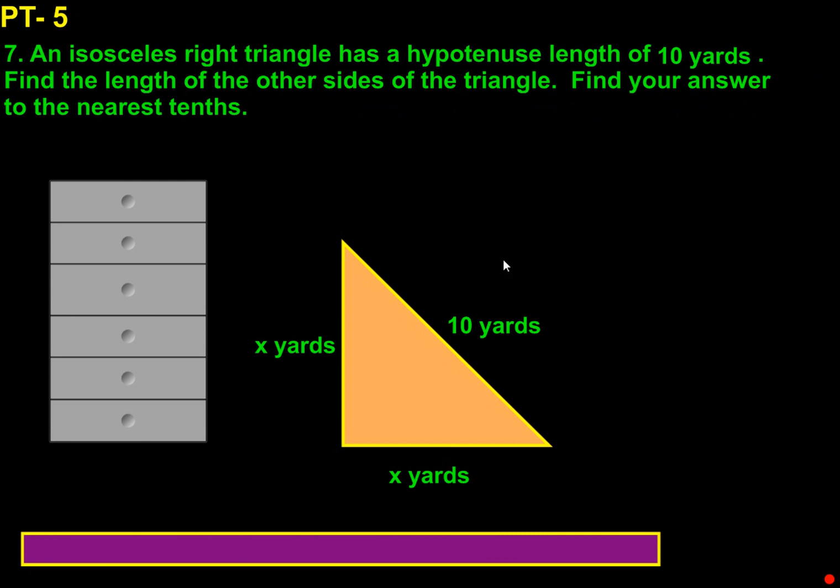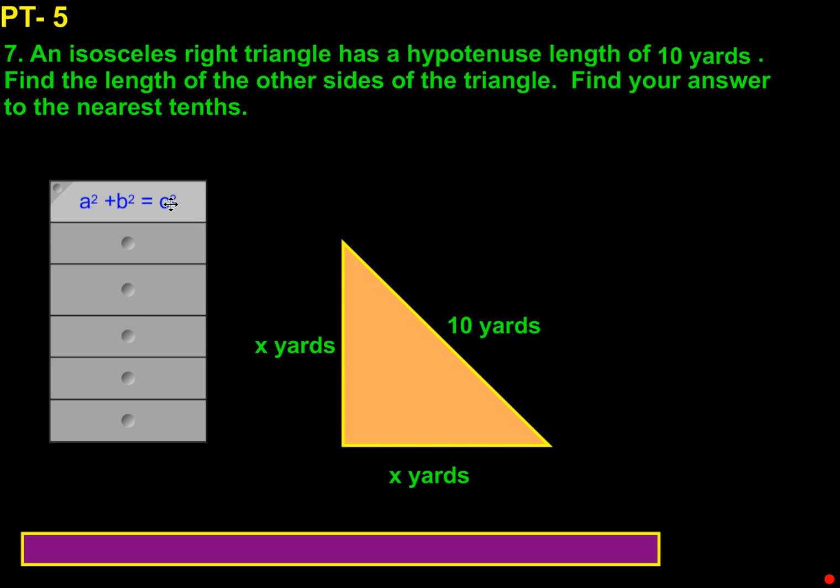Last question we're going to take a look at is number 7. An isosceles right triangle has a hypotenuse length of 10 yards. Find the length of the other sides of the triangle. Find your answer to the nearest tenths. So I have this diagram set up. I have 10 yards for the hypotenuse, and we don't know the legs, so I have x yards. I can say that these are x yards because it's an isosceles triangle, which means that 2 of the sides are the same length. The hypotenuse has to be the longest, so that means the 2 legs have to be the same size.